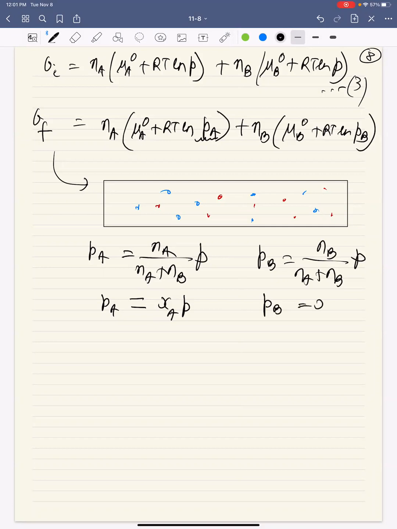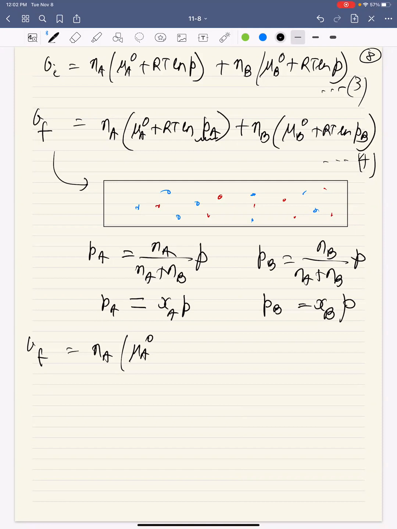PB is equal to XB multiplied by P. Okay? So equation 4 can now be written as GF. Yes. That mu A naught is the chemical potential at some reference pressure. Okay, so at your P naught. That's the same. It's just a value for A measured at some reference pressure. So that's not going to change because it's ideal.